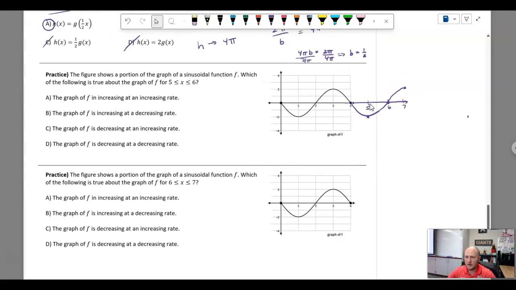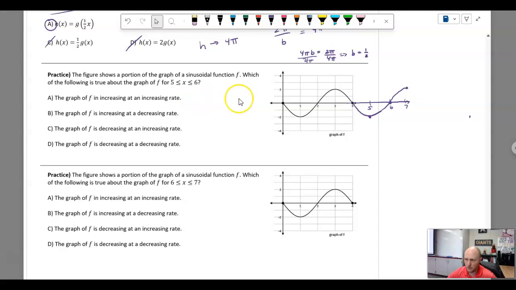So what they're asking about is what's true about the graph for 5 to 6. So I really only care about this section of the graph. And is the graph increasing or decreasing? That's the first question. We're going up. So I'm going to cross out C and D. And is it increasing at an increasing rate or a decreasing rate? Well, it's concave up. So by definition, we're at an increasing rate.